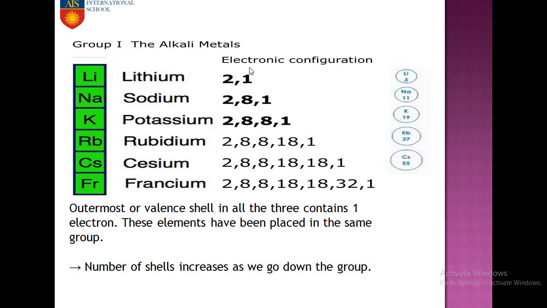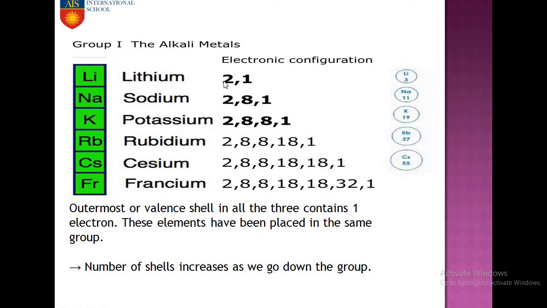Valence shell means the outermost shell or orbit. All the elements have 1 electron in the valence shell, so they are placed in the same group. It also denotes that in an element, the electrons present in the outermost shell represent its group.